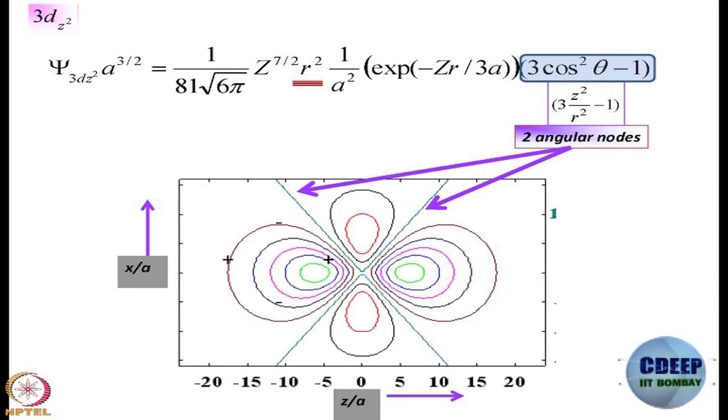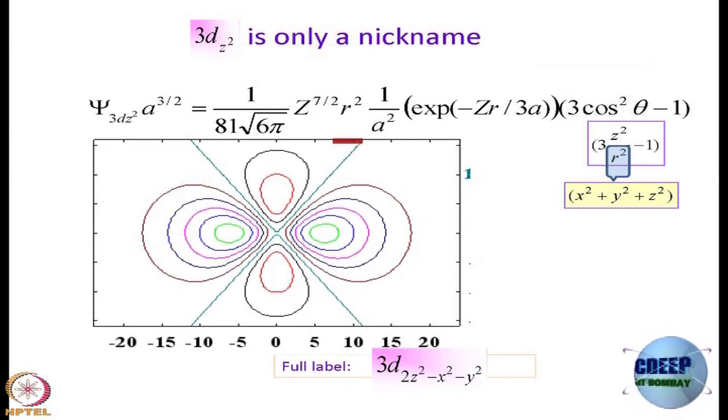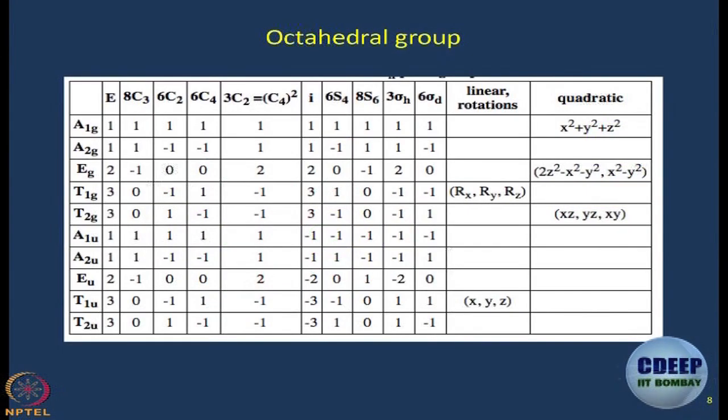But let me also tell you that z square is actually a nickname. What is the full label for dz square? Yes, because instead of r square you can write x square plus y square plus z square. So, from there you can get full label is going to be 2z square minus x square minus y square. Okay. Now, in different point groups you use either z square or 2z square minus x square minus y square. Now, let us look at the character table for the octahedral group.